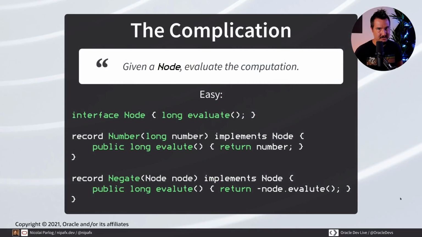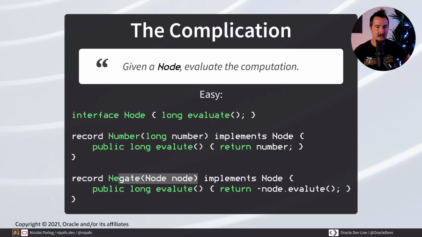Now this is the complication. Given a node, evaluate it. Given a node, compute it to a number, to a result. Well, that's easy, right? On the interface Node, we just add a method called evaluate that returns a long. And then we implement it. I just did it for the 2 nodes here, but you can see how it would be similar for the other ones. So for example, the Number record, its evaluation of its value is just the number that was given to it during construction.